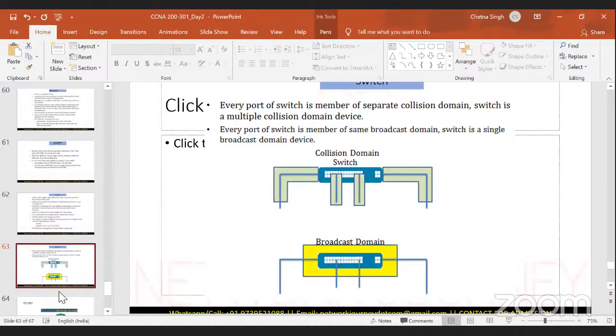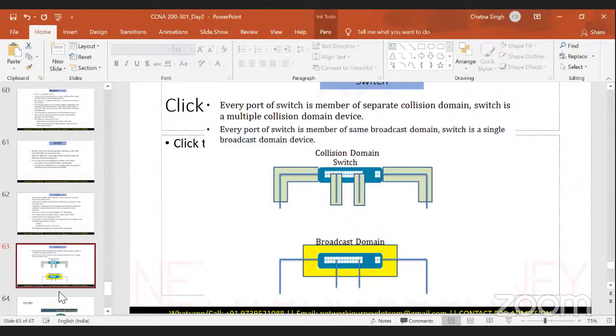The last part about the switch is very important. Every port of a switch is a member of a separate collision domain. Switch is a multiple collision domain device. And every port of a switch is a member of the same broadcast domain. Switch is a single broadcast domain device. A very, very favorite question of the interviewers: whether a switch is a single collision device or a multiple broadcast device, or a multiple collision device, single broadcast device. This is how the interviewers try to confuse.